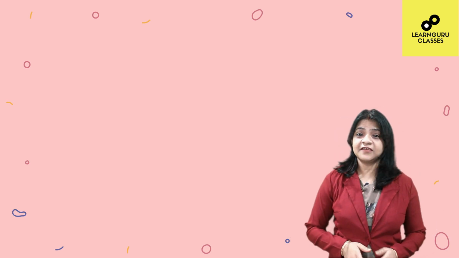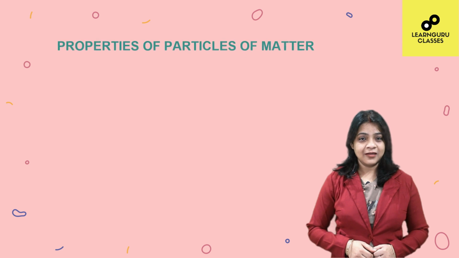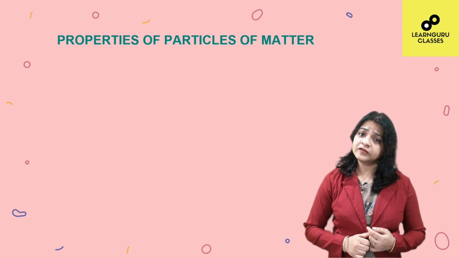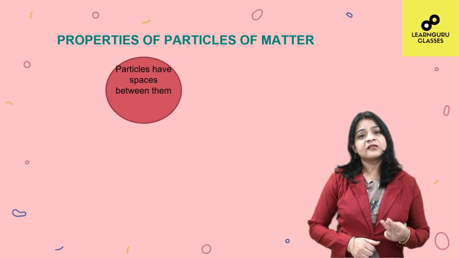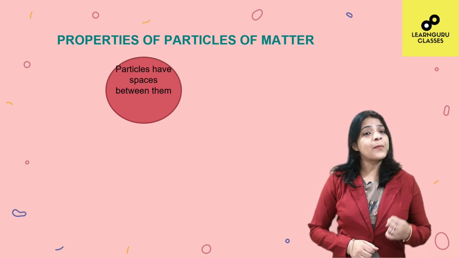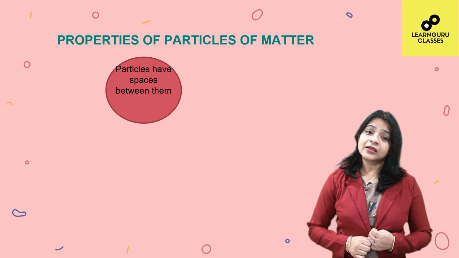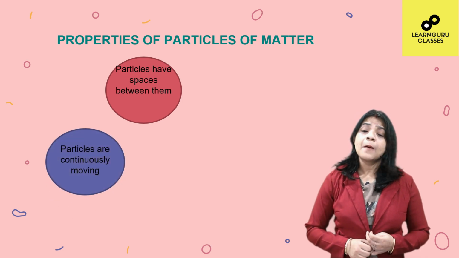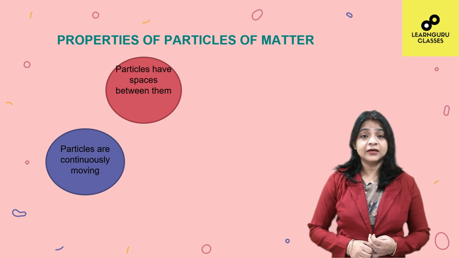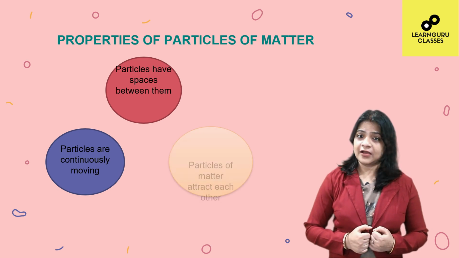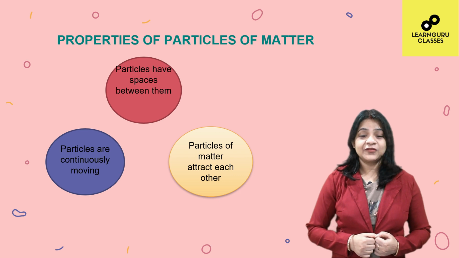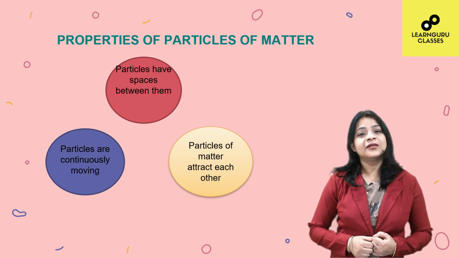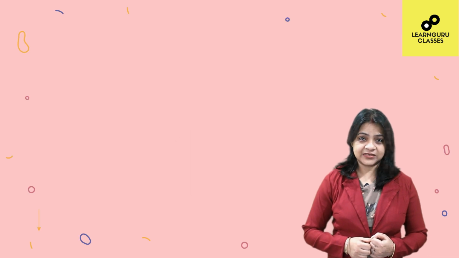There are 3 physical properties of matter. First one is particles of matter have spaces between them. Second property is particles of matter are continuously moving, and the third property is particles of matter have force of attraction between them. So let's study them one by one with real life examples.